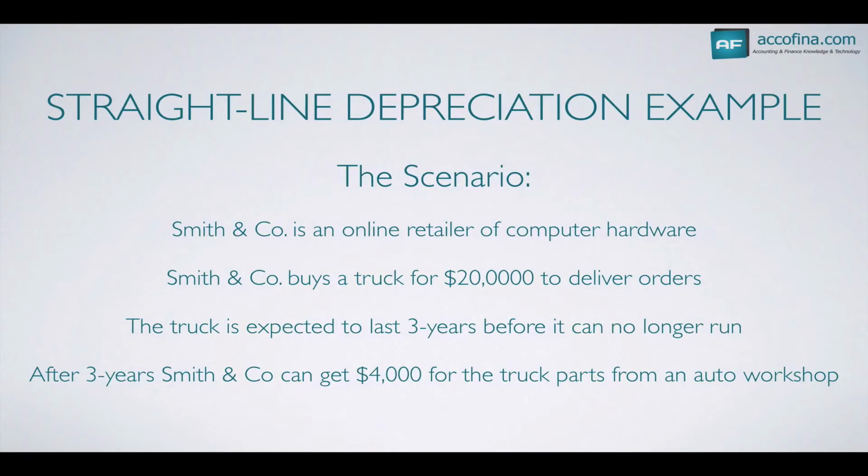Okay, so that's the theory covered. Let's get into a straight line depreciation example. So here's the scenario. Smith & Co. is an online retailer of computer hardware. Smith & Co. buys a truck for $20,000 to deliver orders. The truck is expected to last 3 years before it can no longer run and Smith & Co. can no longer use it. And then after 3 years, Smith & Co. can get $4,000 for the truck parts from an auto workshop.